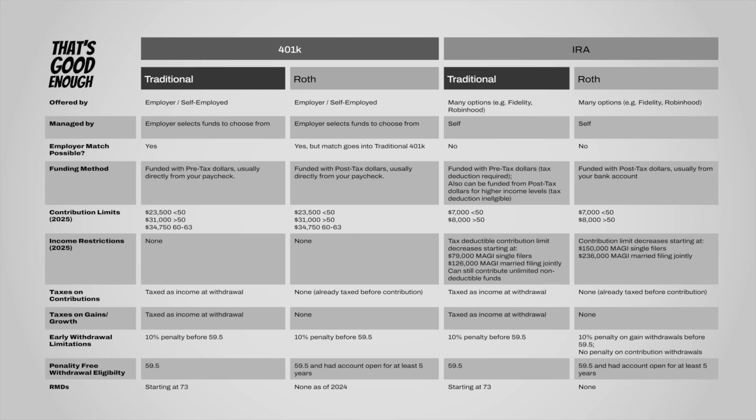The third difference is whether or not you can get an employer match. 401ks often come with some sort of employer match that doesn't count towards your maximum annual contribution. However, since IRAs are self-managed, there's no match available from your employer. Fourth is the maximum amount you're allowed to contribute to each account annually.